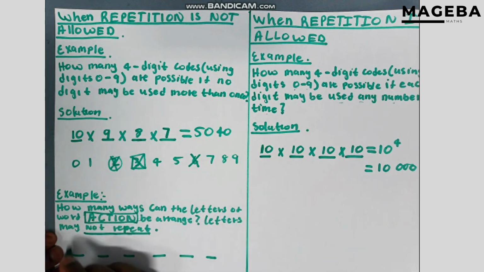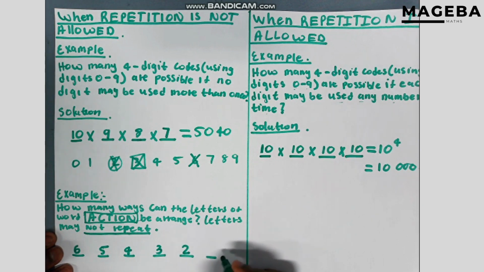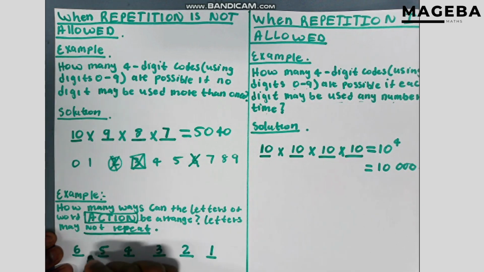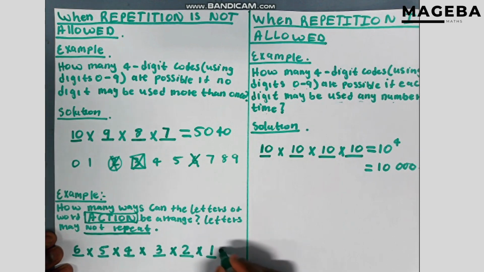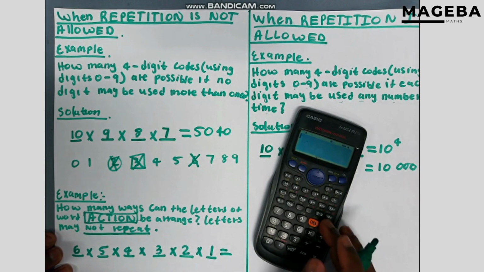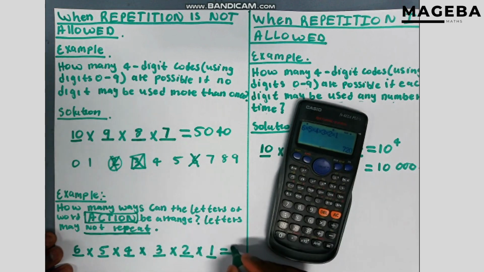So how many letters were here? There were 6 before we start. We use a letter, now we are left with 5. We use another one, we are left with 4. We use another one, we are left with 3. Use another one, we are left with 2. Use another one, we are left with 1. So it's 6 times 5 times 4 times 3 times 2 times 1. We got 720.